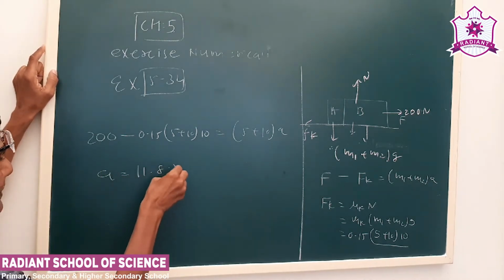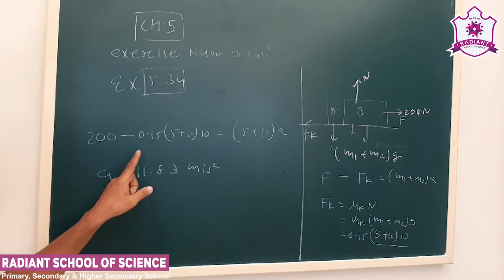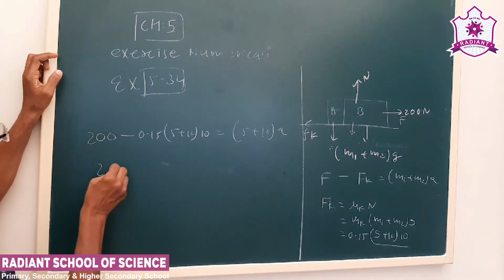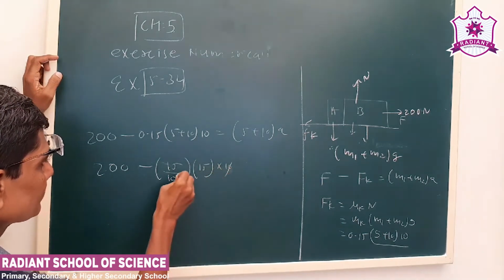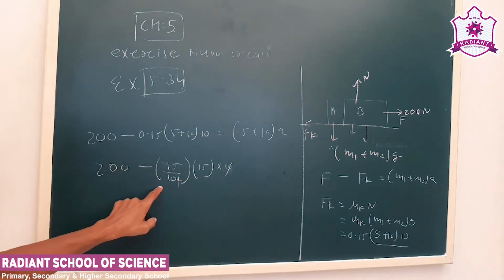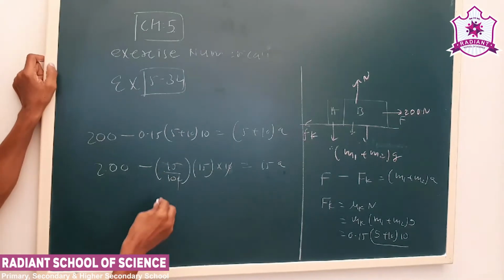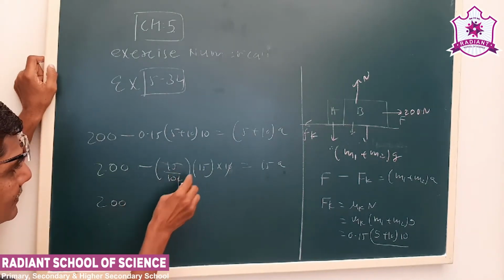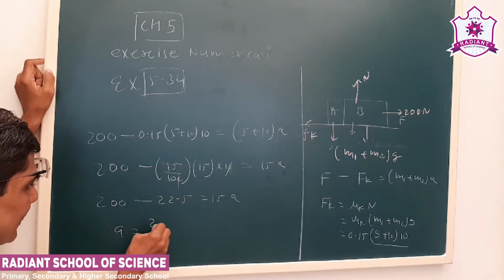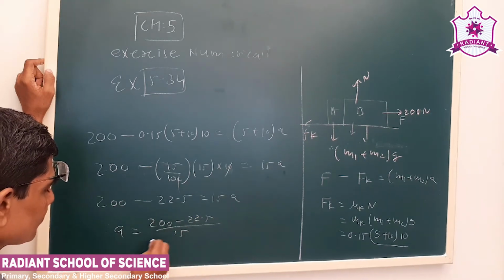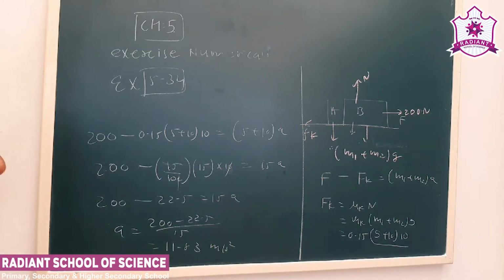11 point something. Okay, we have to simplify. 0.15 is 15 by 100, 15 into 10, so this is 225 upon 10. So the value of a will be 200 minus this. So this is nothing but the common acceleration of the system.